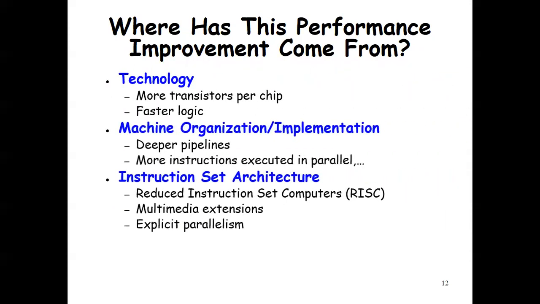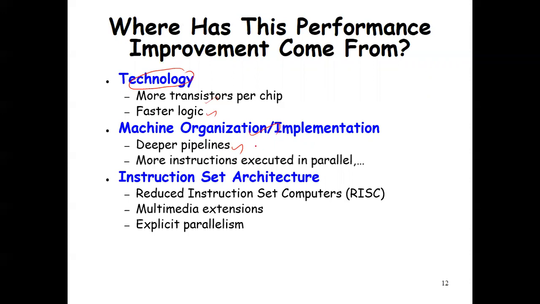So how is this performance improvement happening? Basically it is happening because of three reasons. First is technology, because now we are keeping more transistors in a chip, and because of faster logic, the processor is able to work at a faster rate, right? There is also another reason, the way of implementation, or the way in which the processor is organized. There is something called pipelining. With pipelines also the performance can be increased. What pipelining is, we'll be discussing later.